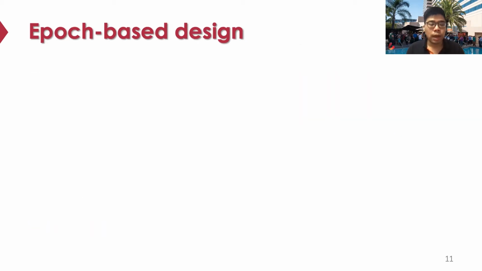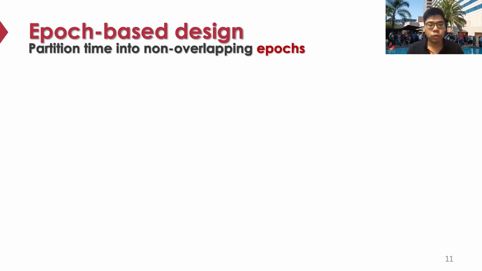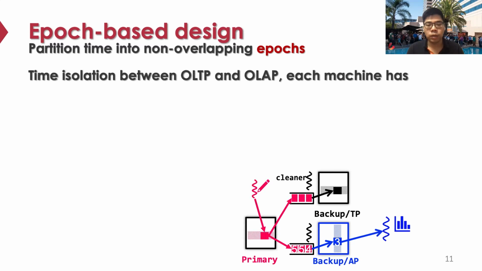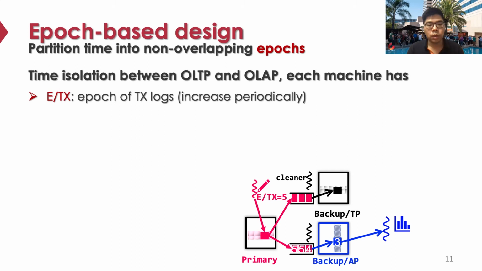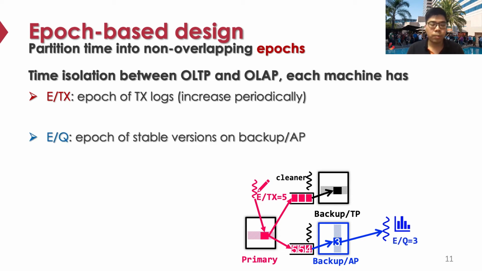Vegito uses an epoch-based design to overcome the challenge. It partitions time into non-overlapping epochs and gives a time isolation between OLTP and OLAP. Each transaction will write logs with an epoch number. The number will increase periodically. Each query will use a query epoch to read the stable version of values on the backup AP.